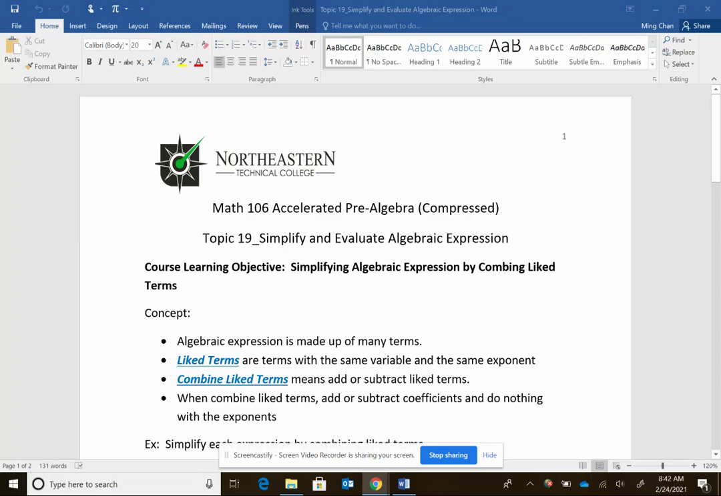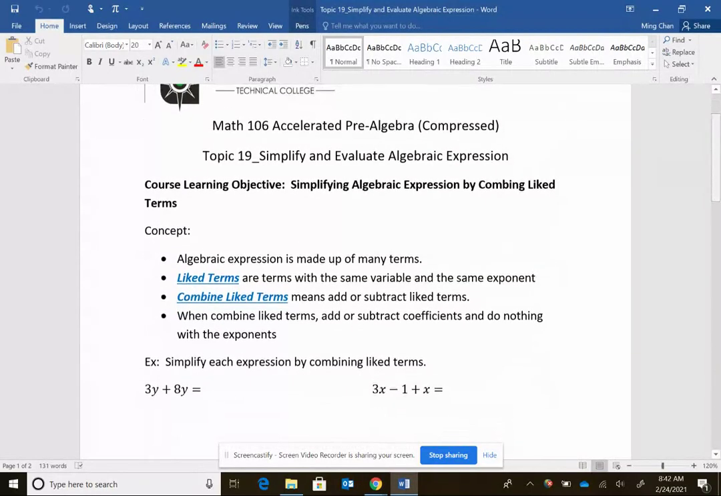Hey everyone, welcome to topic number 19, simplify and evaluate algebraic expression. So now we're going to start talking a little bit about algebra stuff. A couple of things I want you to understand first.